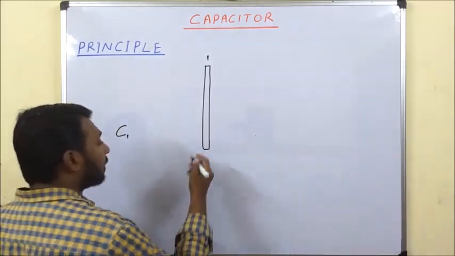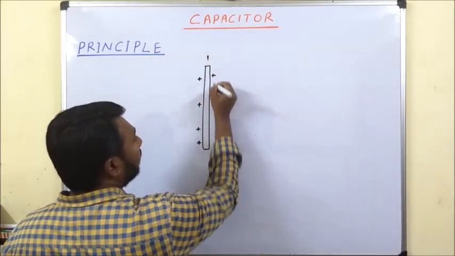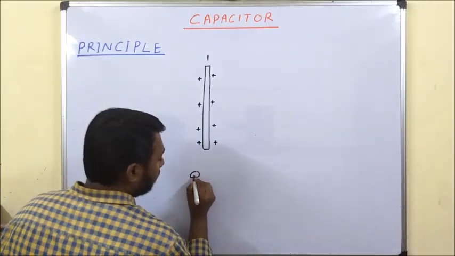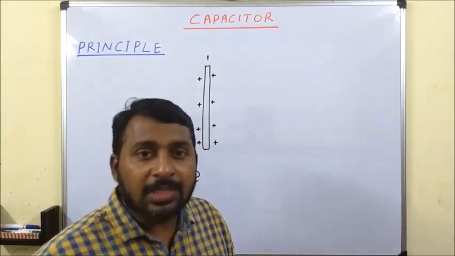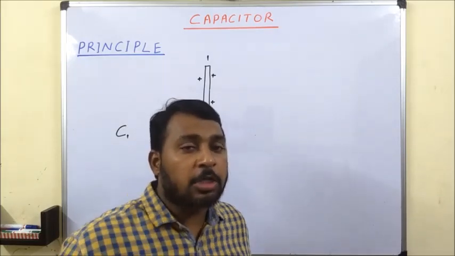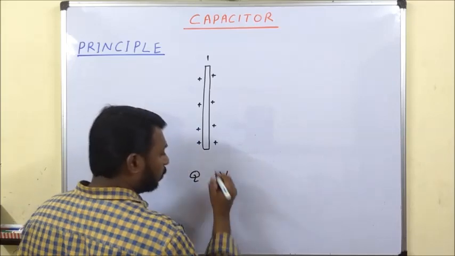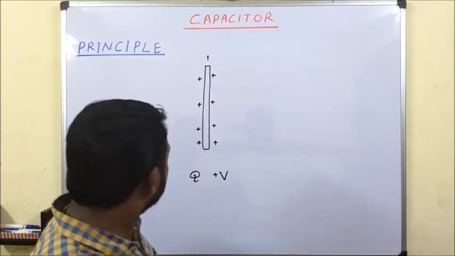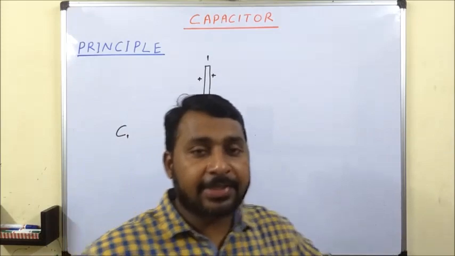Now I'm charging it with a positive charge. Now the stored charge is Q. We know charge and potential are directly proportional. When the charge increases, the potential will also increase. So at present it has a positive potential V. Now it is completely filled with charge. It has reached saturation, we can say.